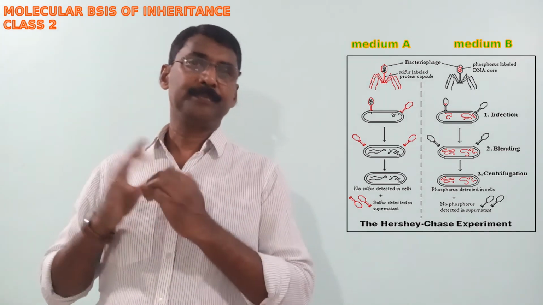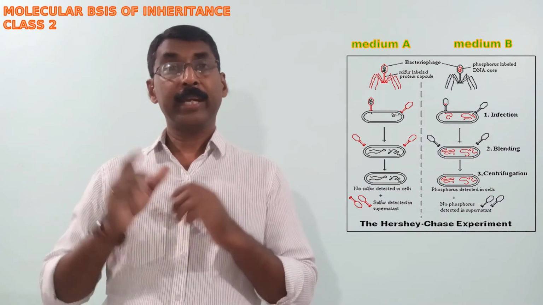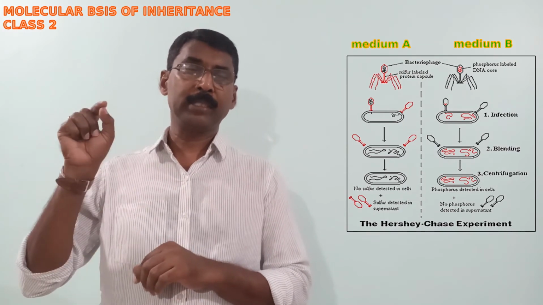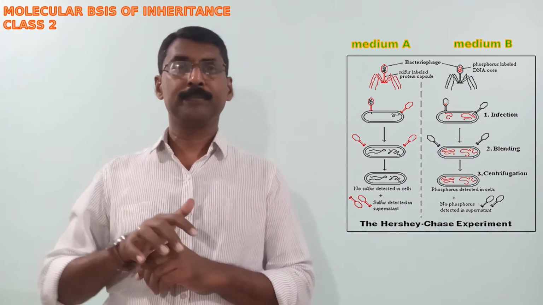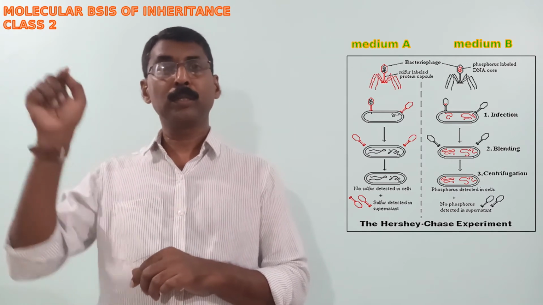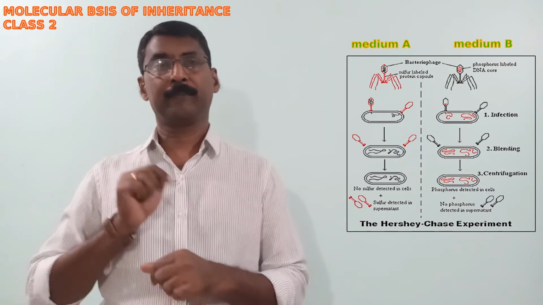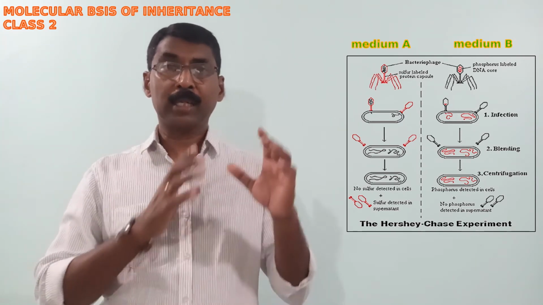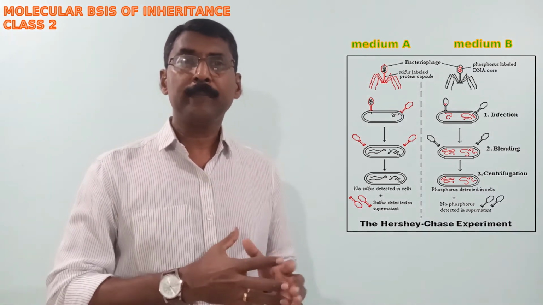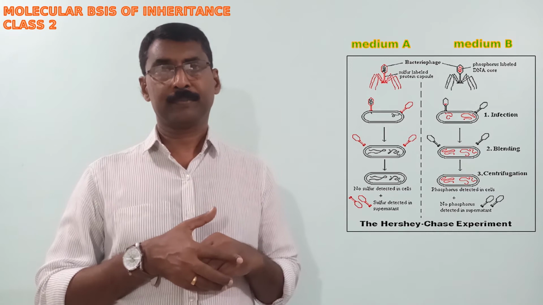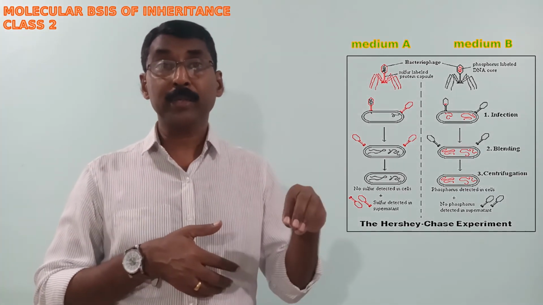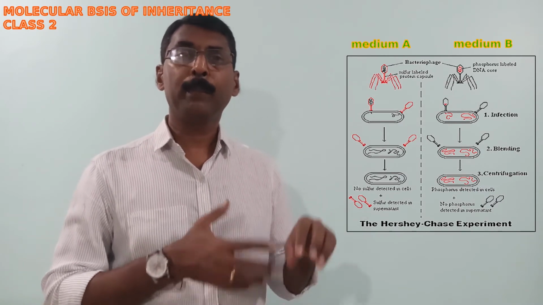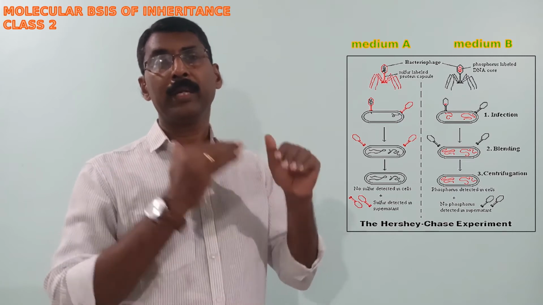In culture medium A, the radioactive sulfur was a part of the protein, and there the radioactivity was detected in the supernatant. That means that protein did not go into the cell of the bacteria. It remained outside. And in culture medium B, radioactivity was detected in the sediment, because there was radioactive phosphorus, and this radioactive phosphorus became a part of the DNA, and that DNA entered into the bacteria.